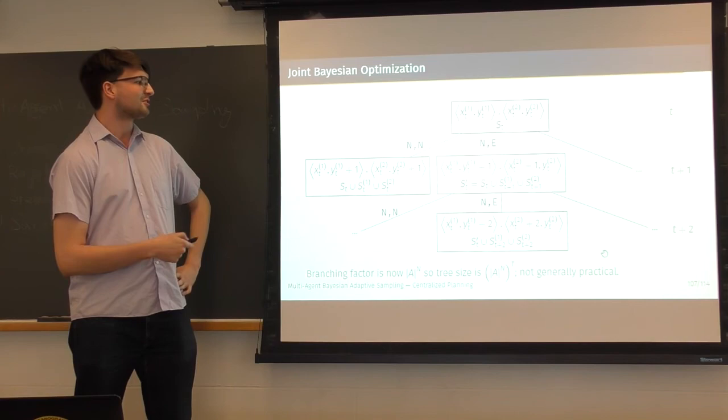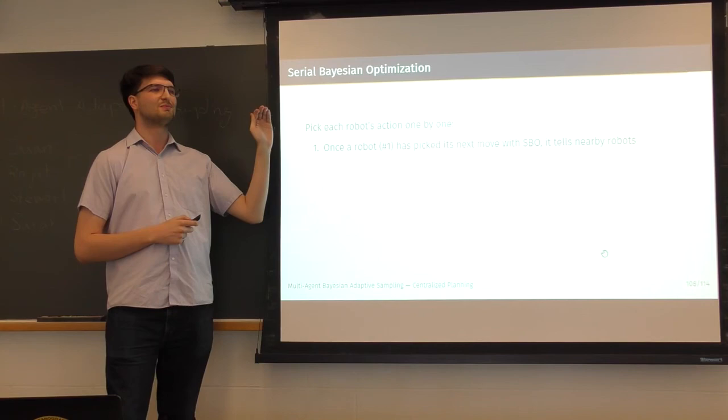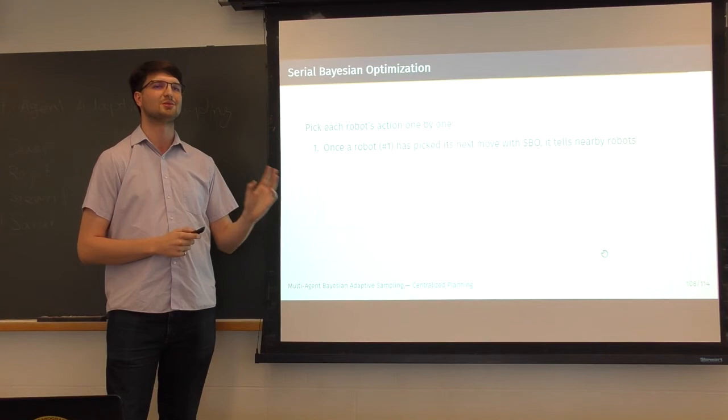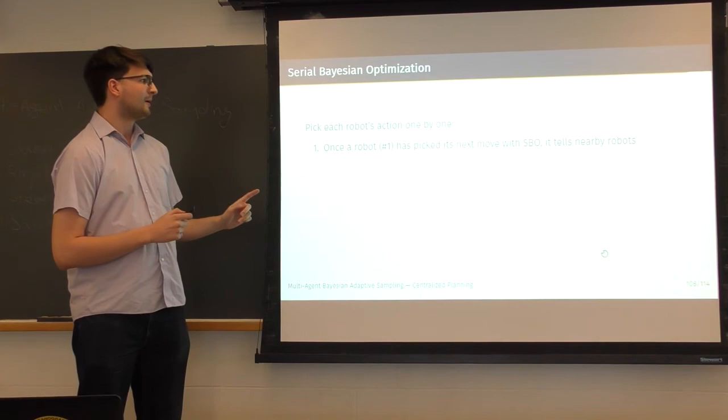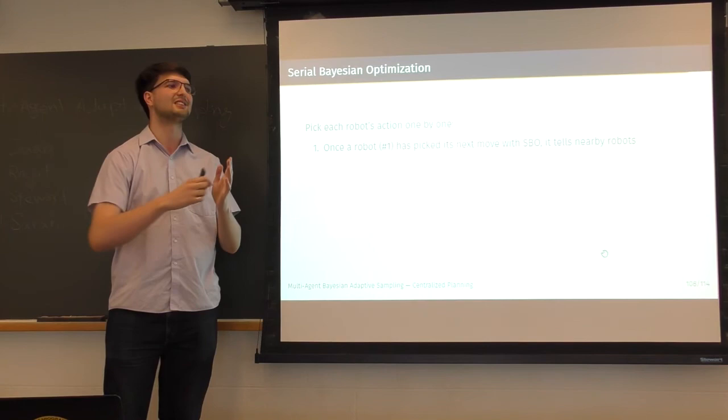So to be more efficient about this, in serial Bayesian optimization, you have the first robot just pick its action exactly as in sequential Bayesian optimization, the single agent case. So that's over and done with. We know what the first robot's going to do. It chooses where to send it. But what we add in is it now tells all of the nearby robots. You can even just say all of the robots, but bear in mind that for Gaussian processes, a sample at one location doesn't have much of an impact on what your function is far away.